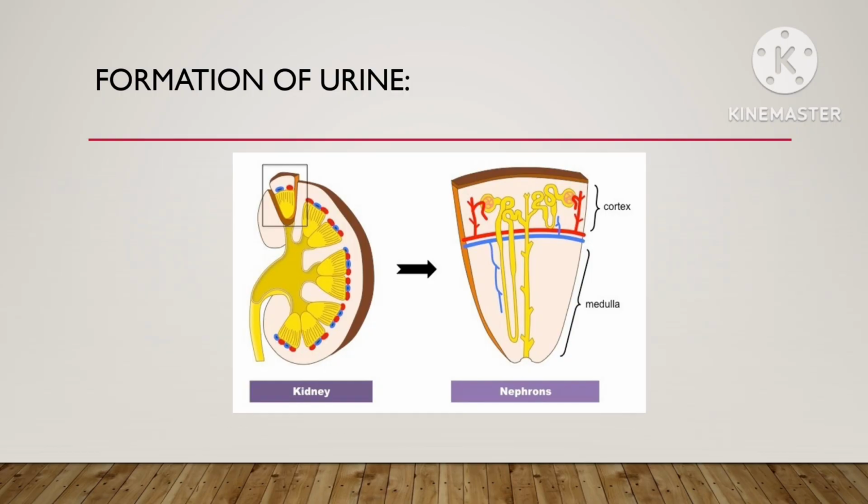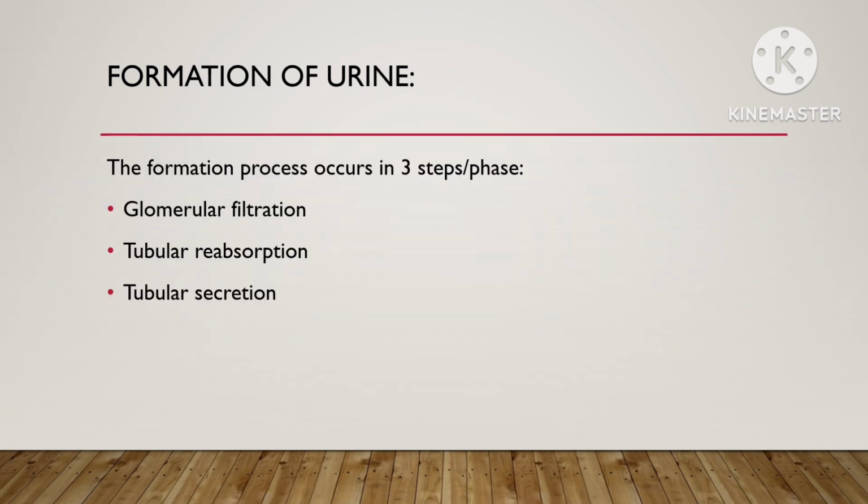Here you can see the Bowman's capsule, PCT and DCT in the cortex region and the loop of Henle and collecting duct in the medulla region. The formation process of urine occurs in three steps or phases. First one is glomerular filtration, second tubular reabsorption, and third tubular secretion.